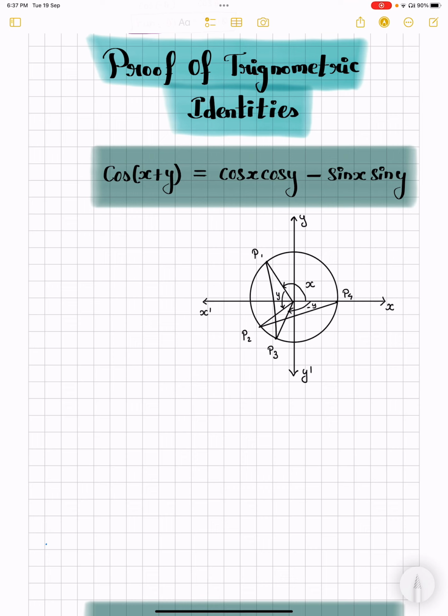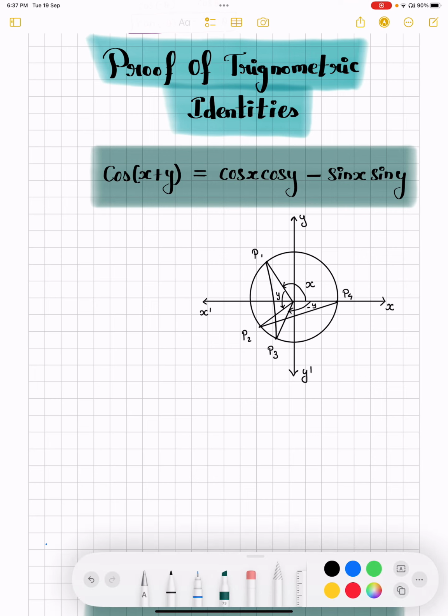So let's start. The first one, cos of x plus y is equal to cos x cos y minus sin x sin y. How to prove it? We are going to take the help of a unit circle. A unit circle means we are very much aware the radius is going to be equal to 1. Now, what about the coordinates in the unit circle?